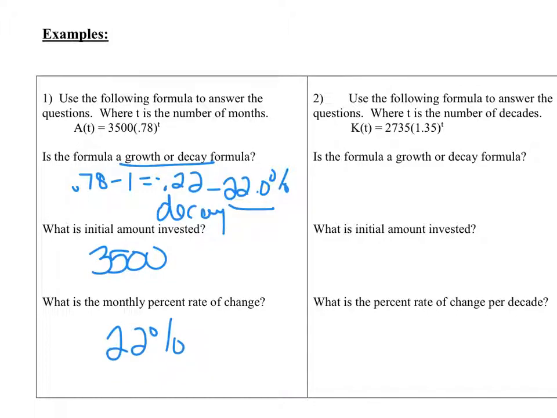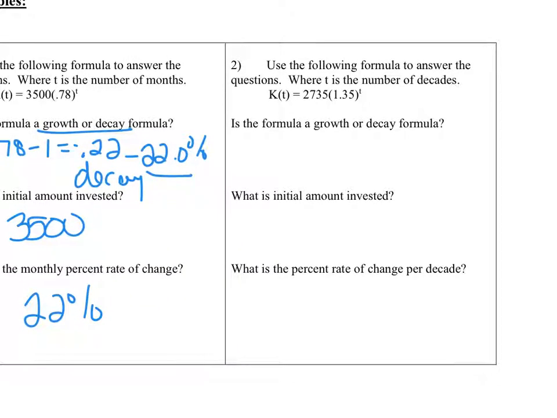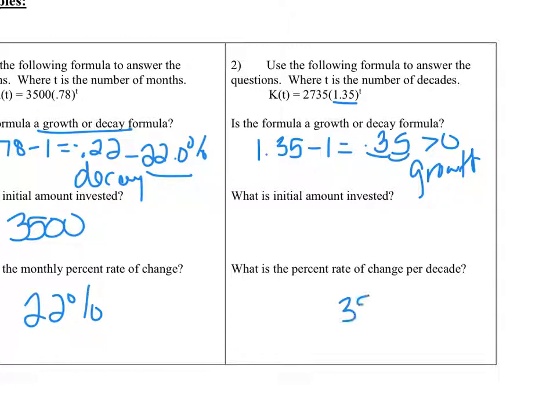All right, for this one, is it a growth or decay? Well, you see that this 1.35 is greater than 1. So you know that it's going to be growth. But the way to figure out, it's 0.35, so it's positive. So that means that it is growth. Using that, we move the decimal over 2 places. So it's a 35% change every decade. Since this was in decades, it's a change per decade.